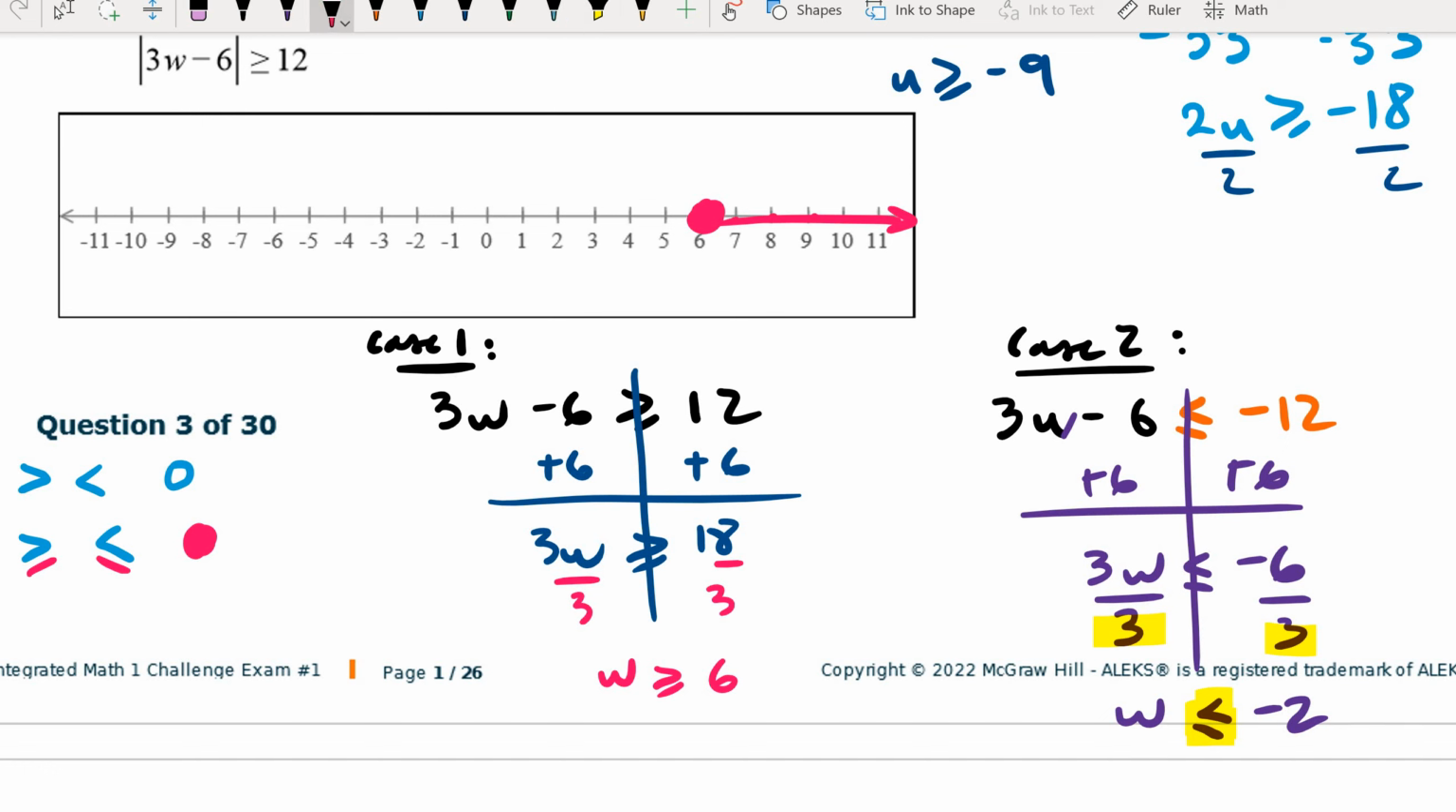So at negative 2 is going to be a closed circle because there's an equal sign there. W less than negative 2. Less than negative 2 is negative 3, negative 4, negative 5. So we're going to go to the left. Okay, and that's it for number 2.